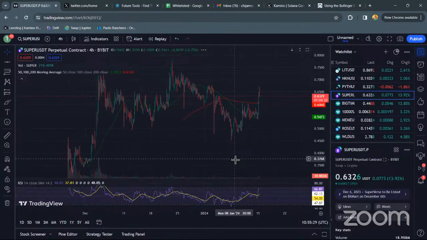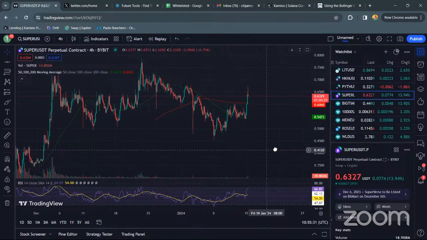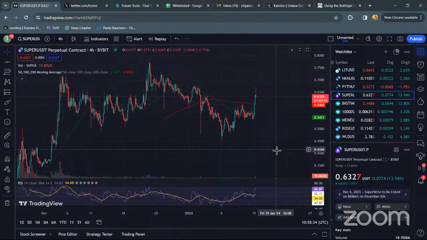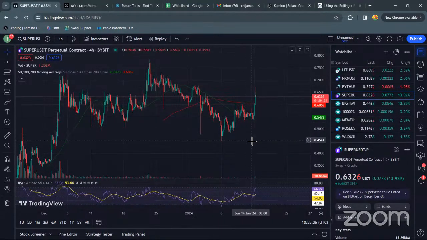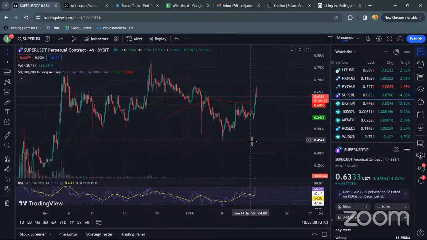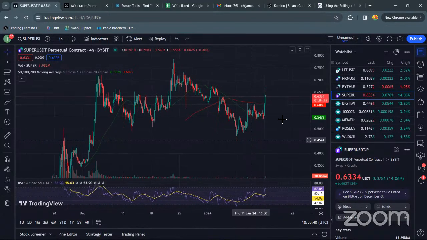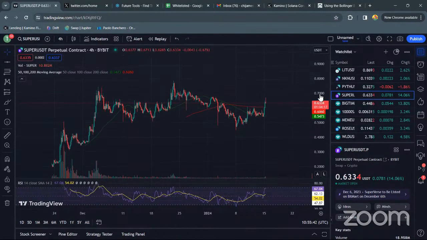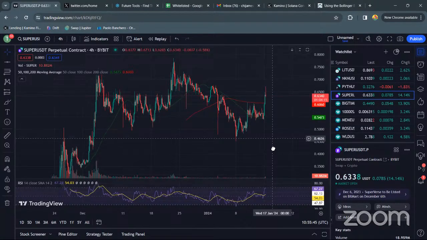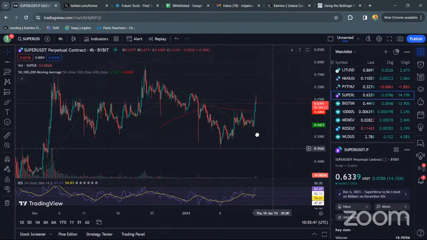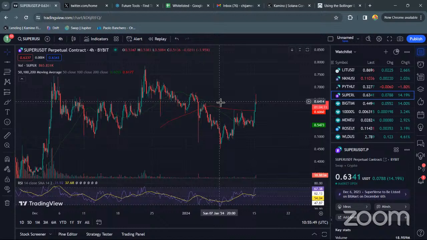SUPER looks like a good short opportunity, because I've really not been impressed with this token since it launched. It's been pretty much bearish or consolidating. I've not seen a lot of upward momentum. So I think I'll be looking to short this.